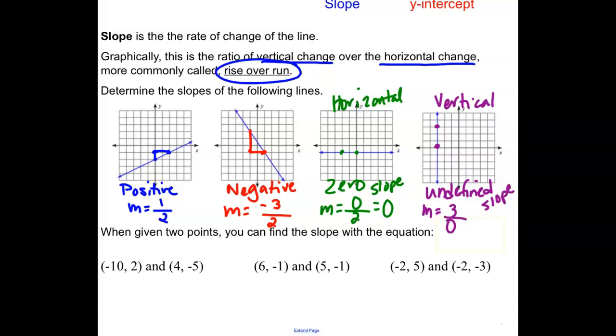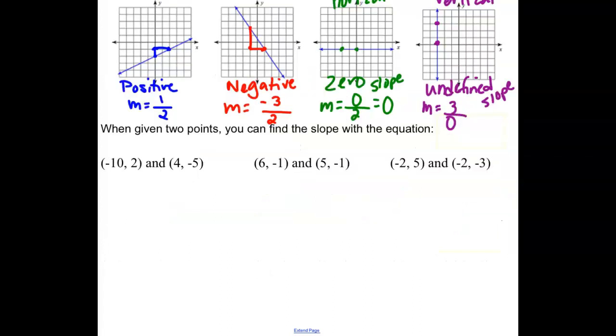It's undefined. If you're given 2 points instead of an actual graph, you can find the slope with the equation m equals y2 minus y1 divided by x2 minus x1. In other words, the change in your vertical, your y values, divided by the change in your x values. The one thing to keep in mind, it doesn't matter which point we call point 1 and which we call point 2, but if we identify, say this as our point 1, then this is x1 and that's y1. If this is our point 2, this is x2 and y2.